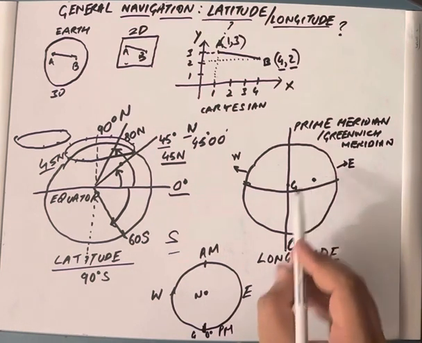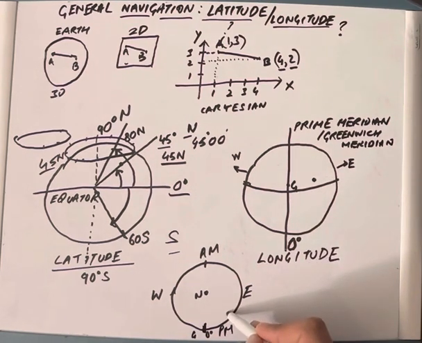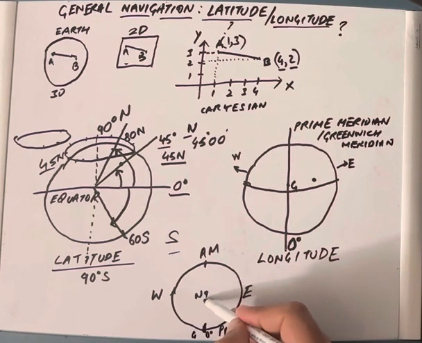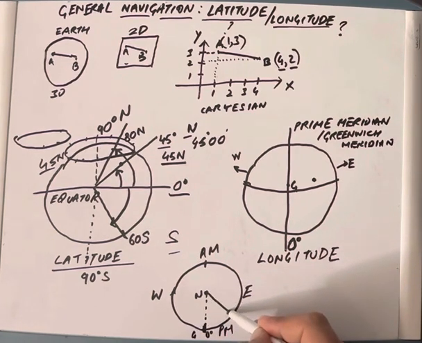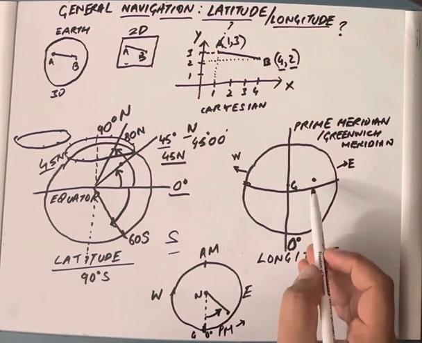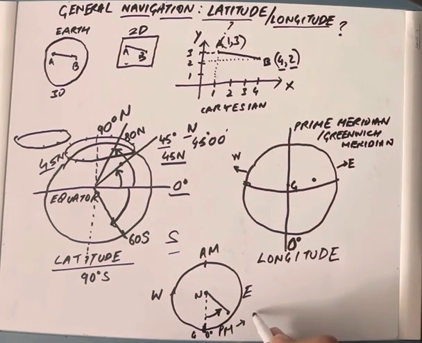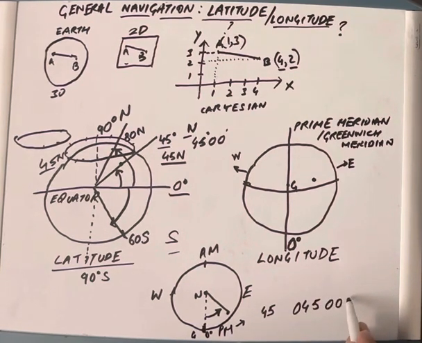So if this point is represented here, we take the angle from the Greenwich meridian towards this side, or the right side, which we call east. This angle is measured like this, and this becomes our longitude. Let's imagine this angle to be 45 degrees. So this will be written as 04500 east.